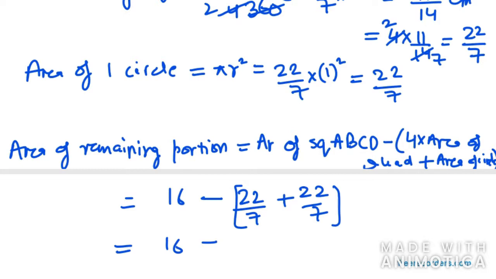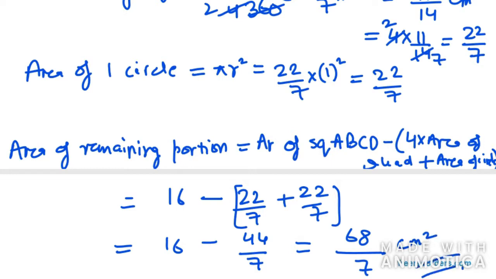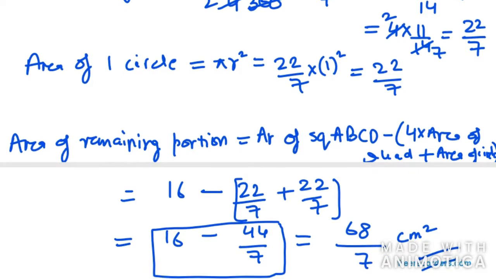So 16 minus 44 over 7. When you solve this, you will get your answer as 68 over 7 centimeters square. You need to take the LCM of these two numbers, then you will get this answer, 68 over 7 centimeters square.